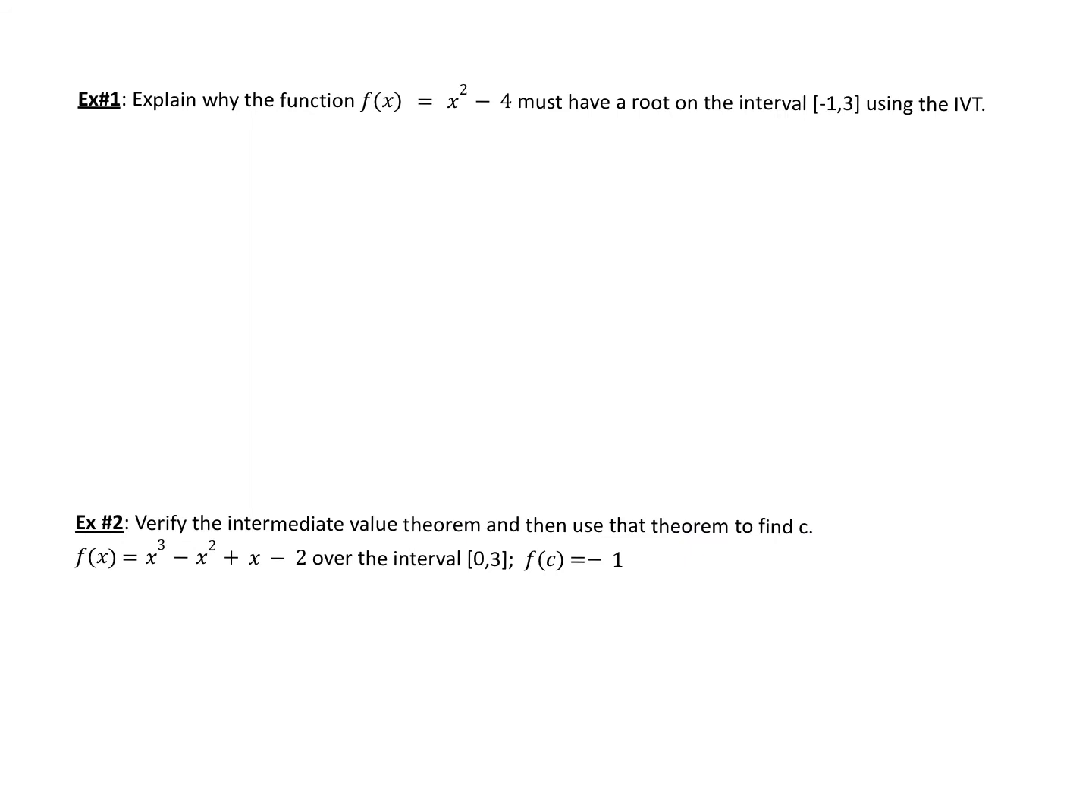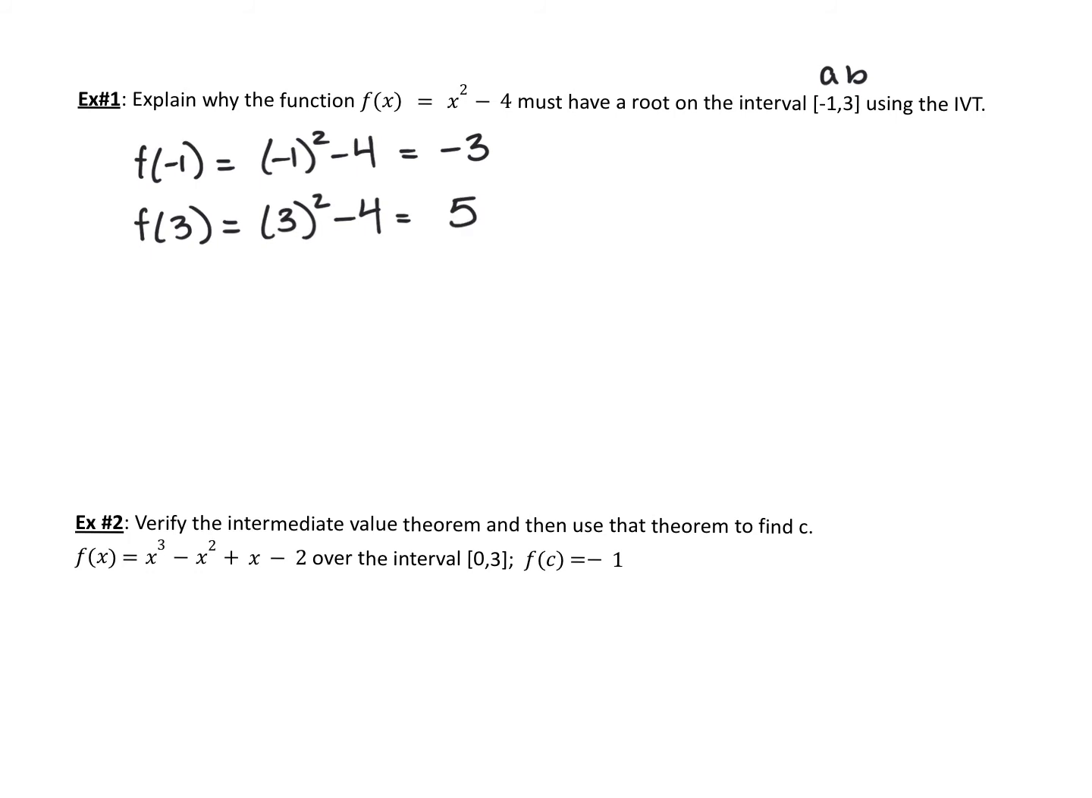All right, let's try example number 1. So without a picture, this is how they'll ask you to use the intermediate value theorem. So they'll say, explain why the function f of x must have a root on the interval from -1 to 3. So this is your a and this is your b. So what we're going to do, same thing as before, we're going to plug in f of -1 and f of 3. So -1 squared minus 4 and 3 squared minus 4. So the top one is going to be -3 and the bottom one is going to be 5.